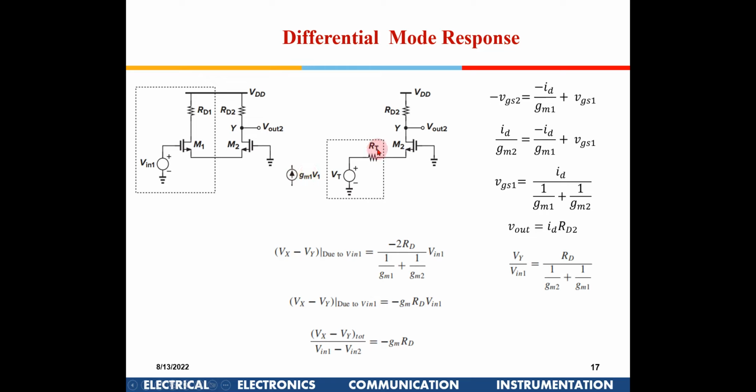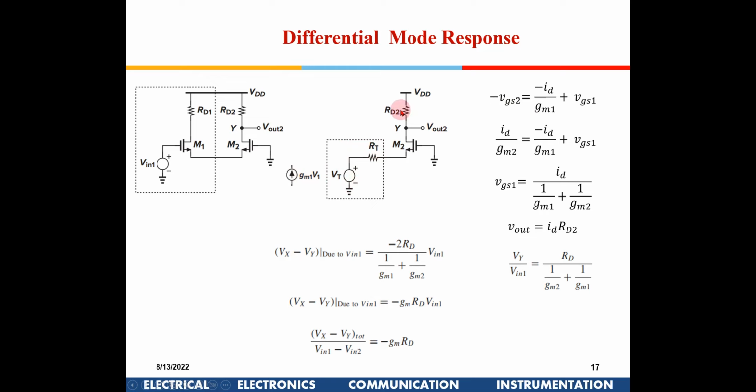This current source has been modeled as a voltage source. While doing a transformation from voltage to current source, I put Vt equal to V1 and RT equal to 1 by GM1. This is standard, what you see in electrical science, voltage to current transformation. So this has been done out here, right?